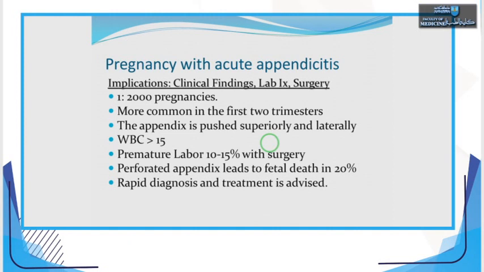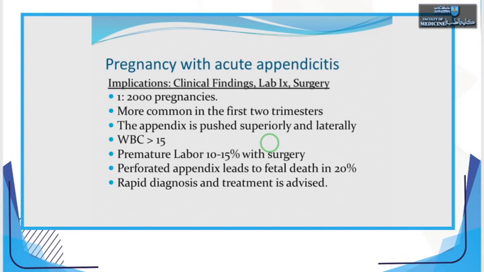In the third group, who is pregnancy with acute appendicitis, clinical findings and laboratory investigations and surgery are all changed. It occurs in 1 of 2,000 pregnancies, more common in the first 2 trimesters. The appendix is pushed superiorly and laterally. The WBCs normally is above 15,000, so the WBC sign here is not valid.